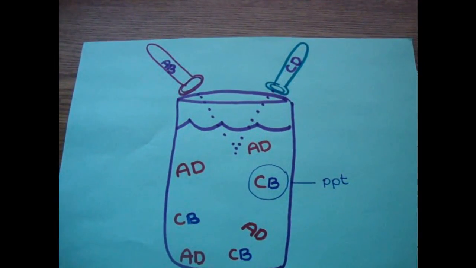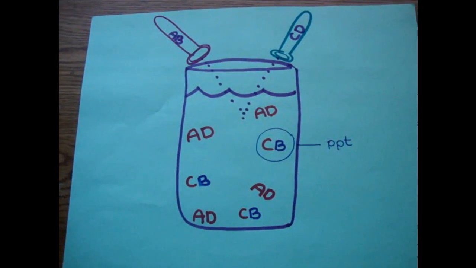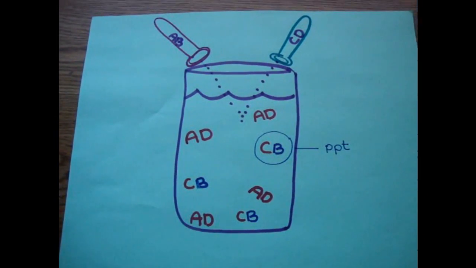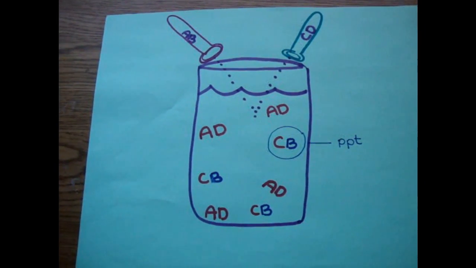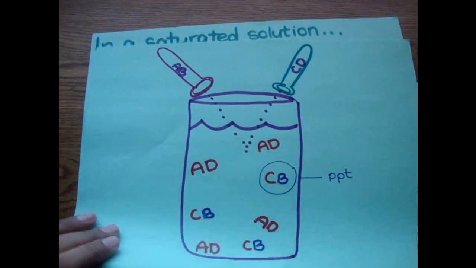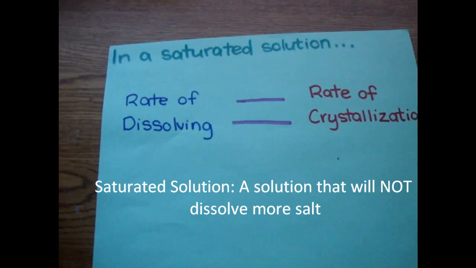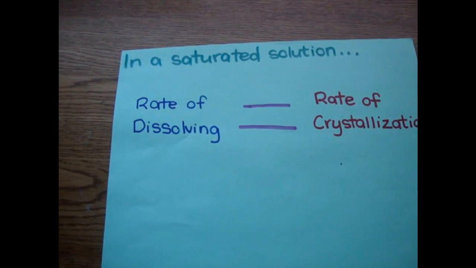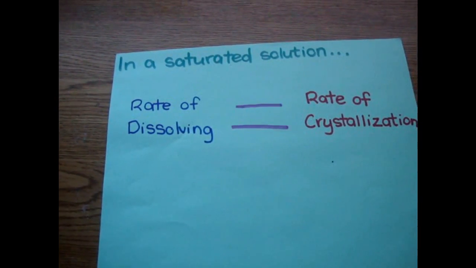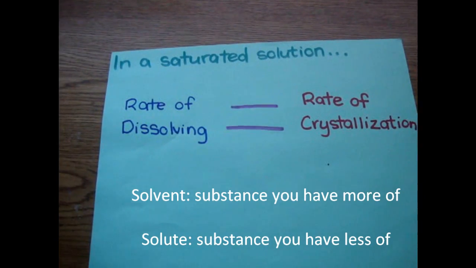So let's say that CB is insoluble, represented by the color difference of blue and red. It will then form a solid, also known as the precipitate. In a saturated solution, the rate of dissolving is equal to the rate of crystallization. Because they are the same rate, the solvent cannot dissolve the solute any further, resulting in a precipitate.